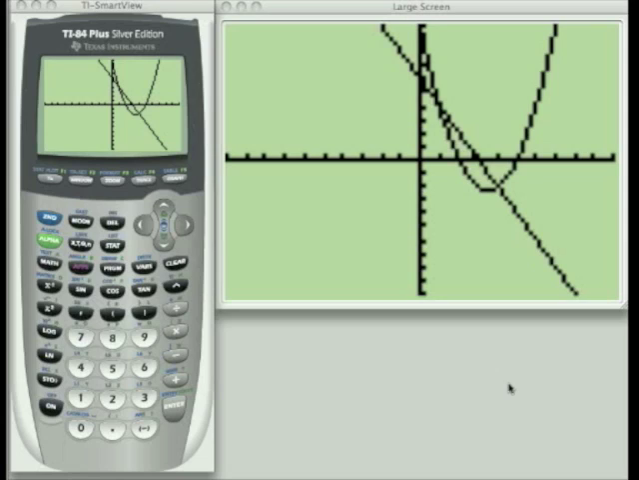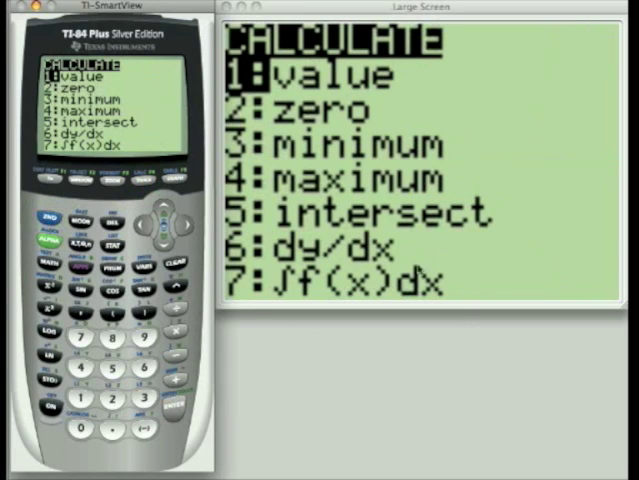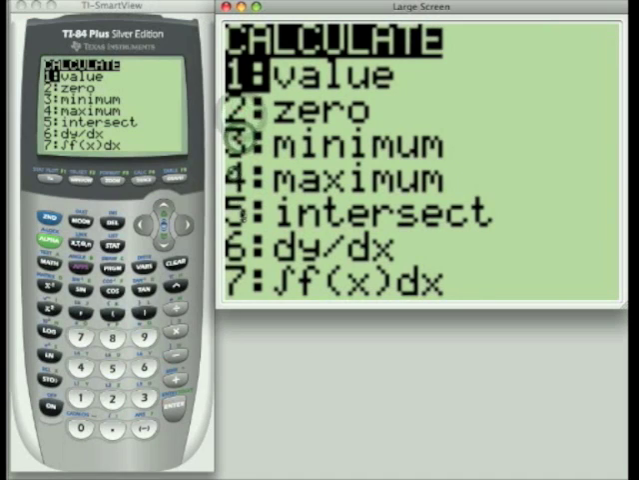The next couple of sections are going to focus on the trace button's second function, calc. If we hit second trace right now to bring up that calc menu, you'll notice that there are several options on this menu. The ones that are most helpful at this level are options 2, 3, 4, and 5.